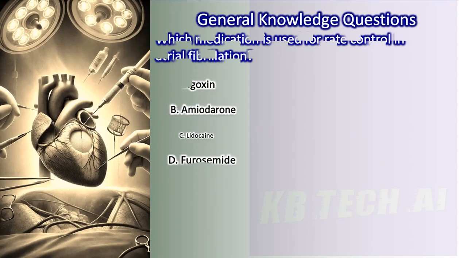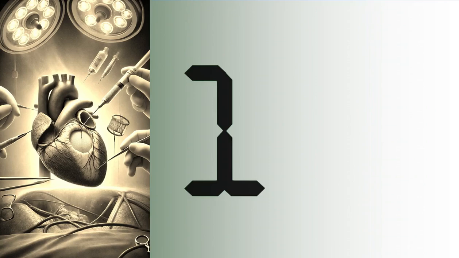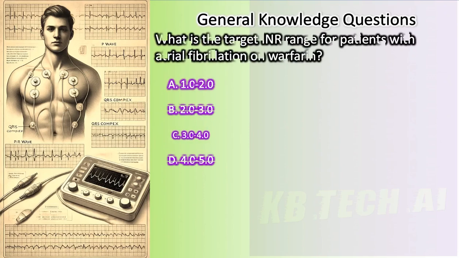Which medication is used for rate control in atrial fibrillation? Option 1, digoxin. Option 2, amiodarone. Option 3, lidocaine. Option 4, furosemide. The answer is option 1, digoxin.